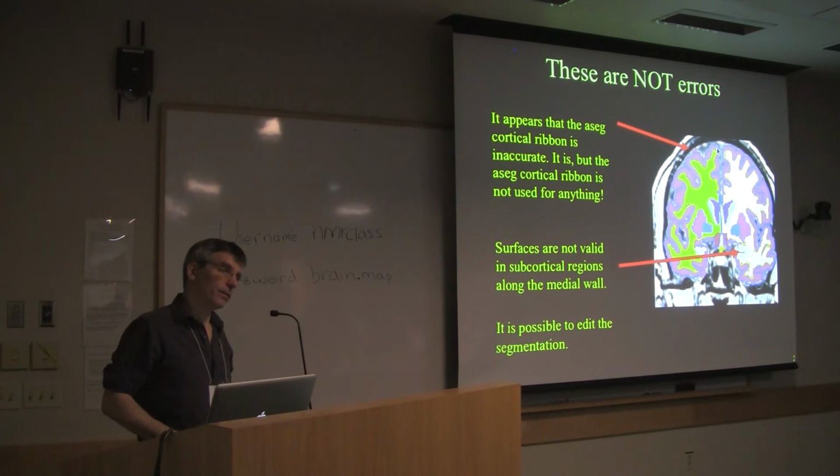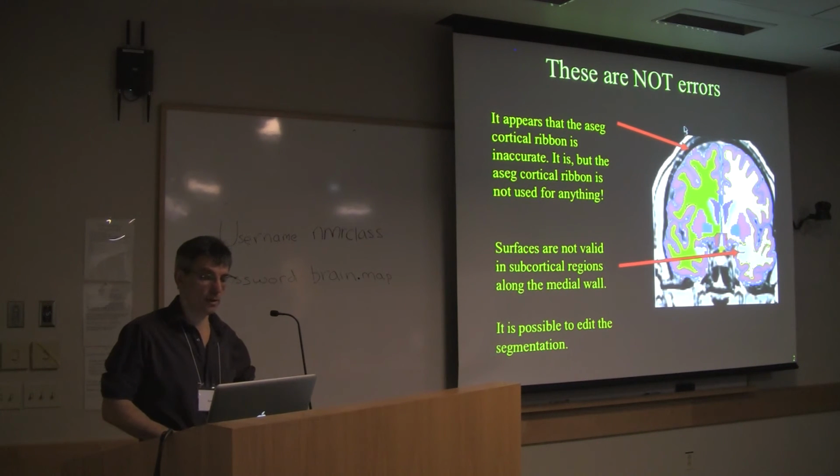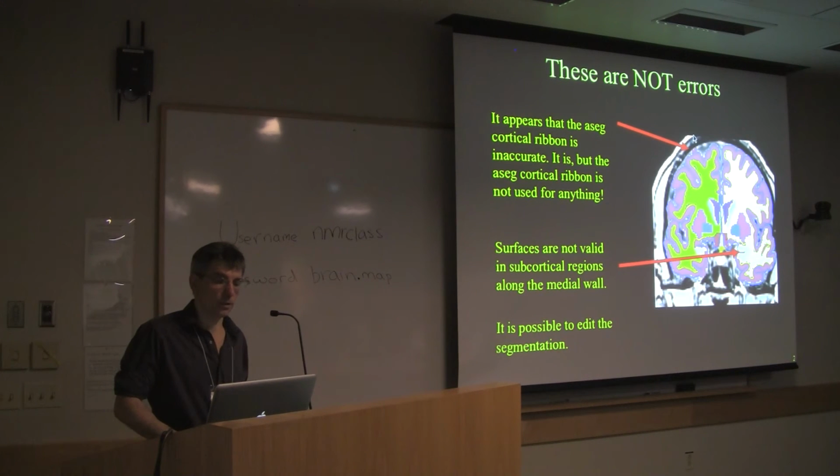So technically, it's an error in the automatic volume segmentation, but we never use the cortical information from the automatic volume segmentation. So the fact that the two don't agree is irrelevant. So this would not be classified as an error. So when you see this, you wouldn't necessarily need to go in and fix it, although it is theoretically possible.